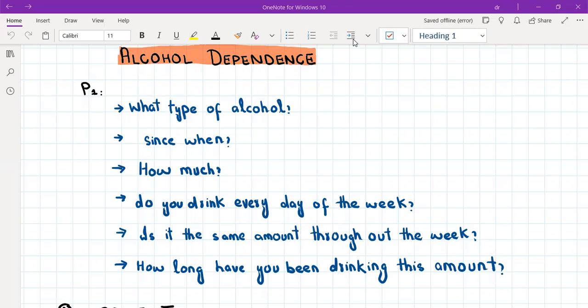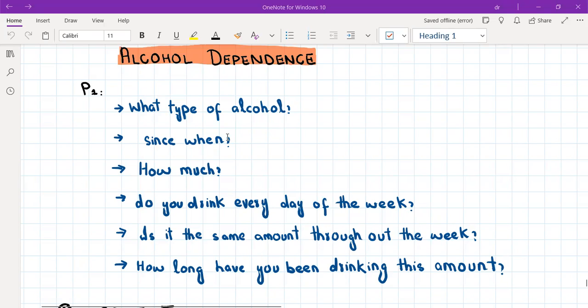The first thing is history, and how to approach it. The first part of the history will be asking general questions about alcohol consumption. What type of alcohol are you drinking? Since when have you been drinking? How much do you drink? Do you drink every day of the week? Is it the same amount throughout the week? And how long have you been drinking this amount? There are different types of alcohol with different strengths, and you have to count the units of alcohol, so these questions are important.